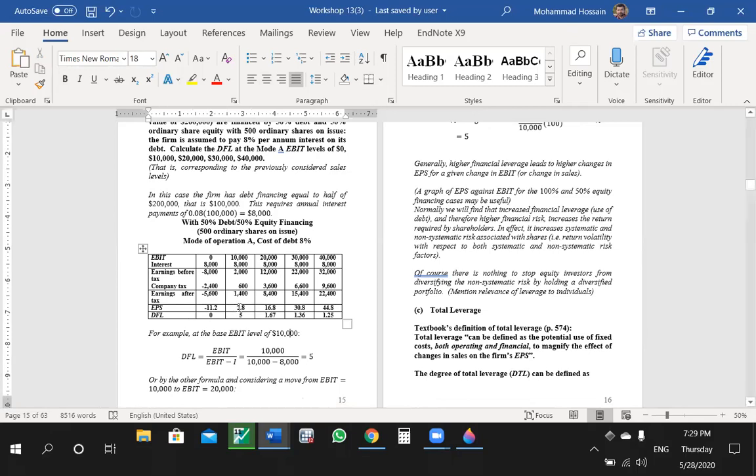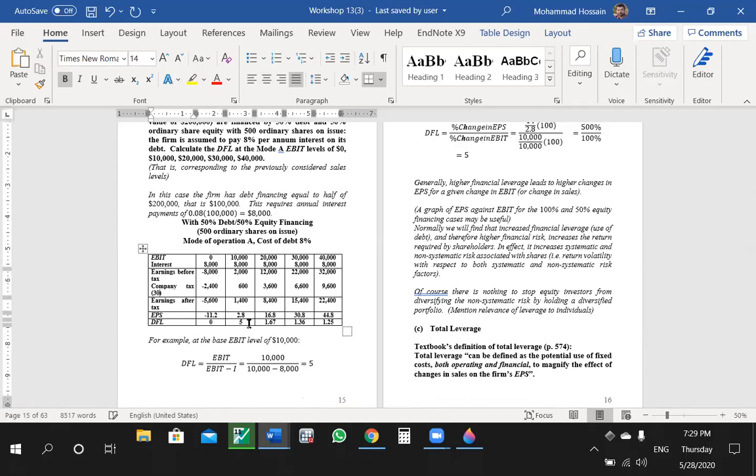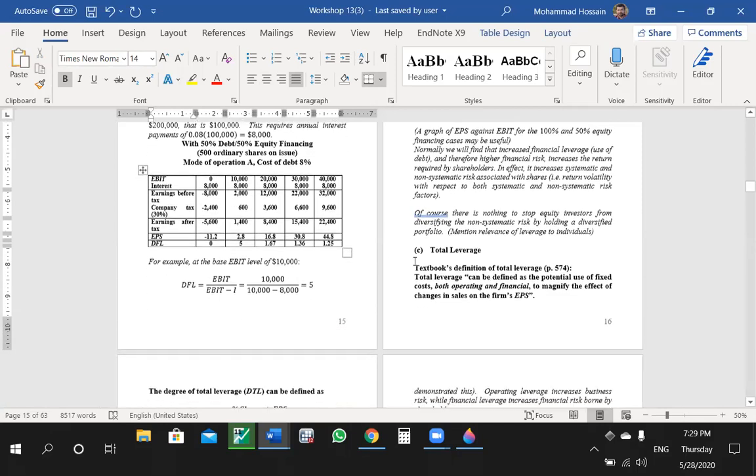That's how they got this figure. Here again, earnings after tax. Company tax is always 30%, we know that. So this is 0.3 or 30%, whatever you say. Same thing. That's it. Now let's talk about total leverage.